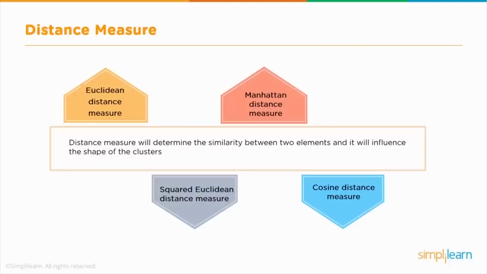There is Euclidean distance, there is Manhattan distance, then we have squared Euclidean distance measure and cosine distance measure. These are some of the distance measures supported by k-means clustering. Let's take a look at each of these.